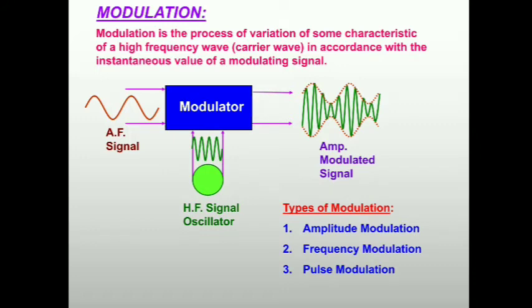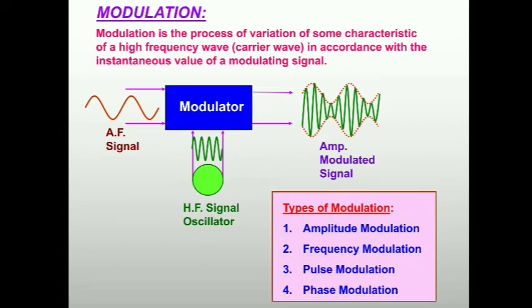Next, pulse modulation. And the fourth one is phase modulation, that is PM. So these are the types of modulation, right? Now I'm going to give an explanation for amplitude modulation.